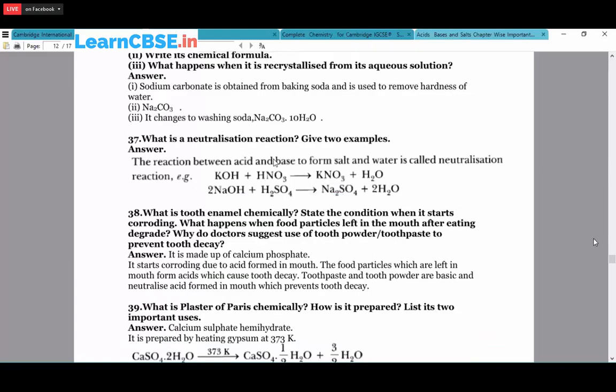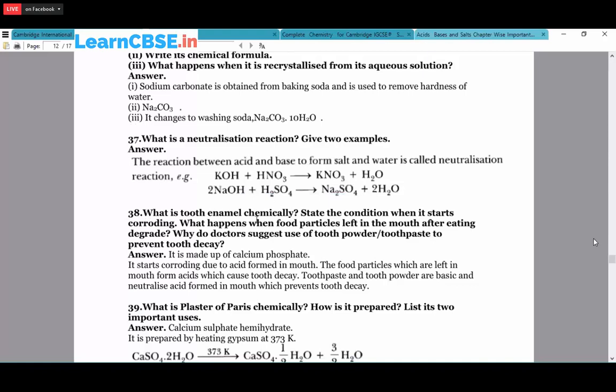So what is a neutralization reaction? Give two examples. The neutralization reaction is when an acid reacts with and neutralizes a base to form salt and water. For example, KOH, which is a base, reacts with HNO3, nitric acid. It forms KNO3 salt plus H2O. Then NaOH, which is a strong base, reacts with sulfuric acid and forms Na2SO4 plus 2H2O.